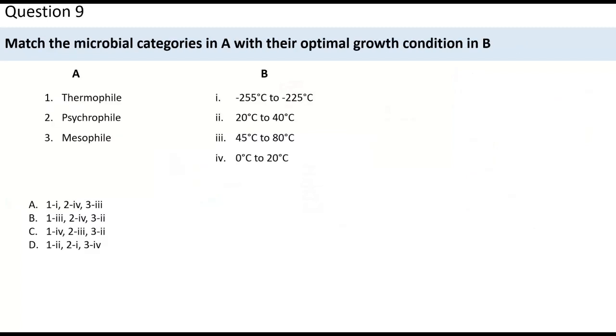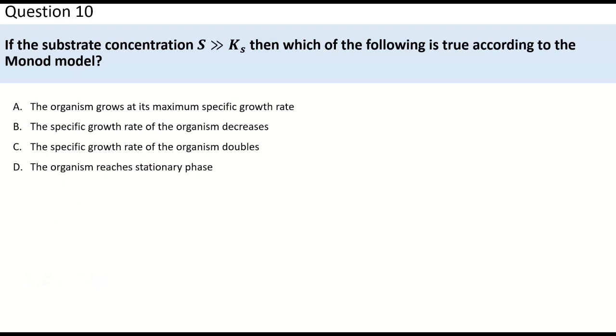Moving to question 9, we have to match the following. Thermophiles grow at a very high temperature, which is 45 degrees to 80 degrees Celsius. Psychrophiles grow at lower temperatures, 0 degrees to 20 degrees Celsius. Mesophiles grow at normal temperature, that is 20 to 40 degrees Celsius.